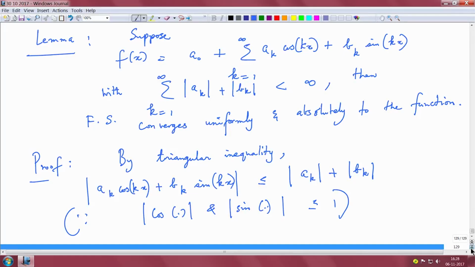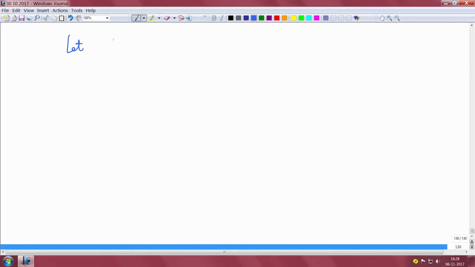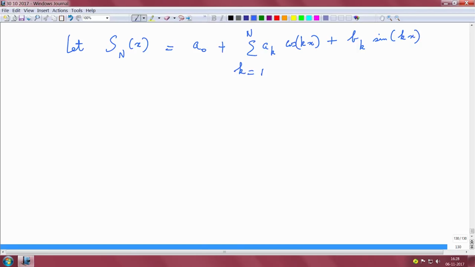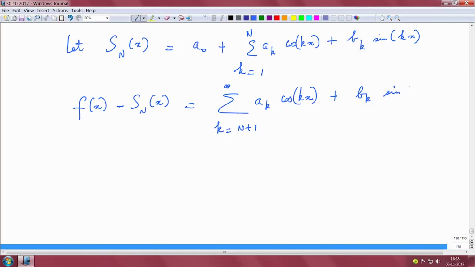Now, let S suffix n of x be a naught plus summation k equals 1 to capital N of a suffix k cos k x plus b suffix k sin k x. Let us look at this partial sum. Now, f of x minus S n of x is summation k equals n plus 1 to infinity of a k cos k x plus b k sin k x, right. If you just remove the terms from k equals 1 to n, you are left with the tail from n plus 1 to infinity that you need to take a sum.